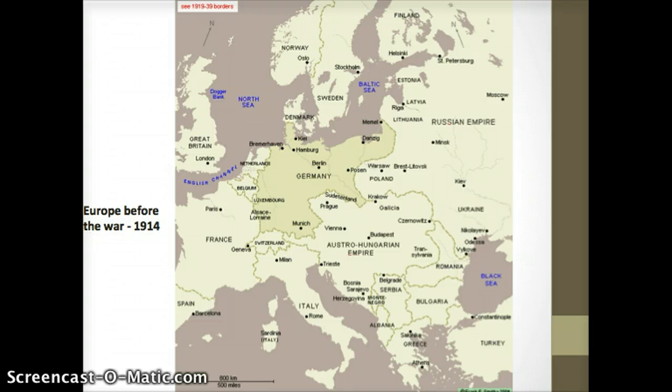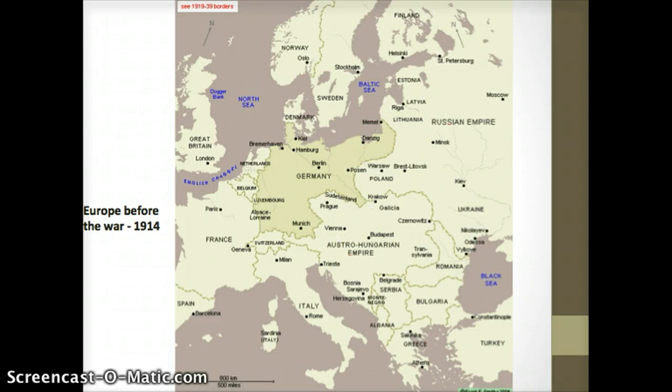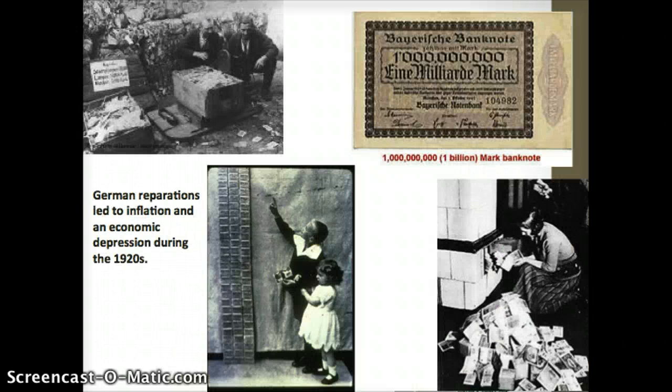And here's an example of two pictures. This is Europe before the war in 1914, and then Europe after the war. And so you can kind of see there's a huge difference before the war and after the war. This shows some of the economic problems in Germany with the hyperinflation and how money was virtually worthless.